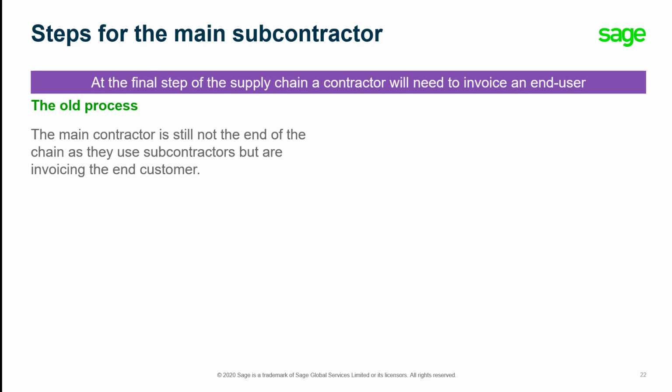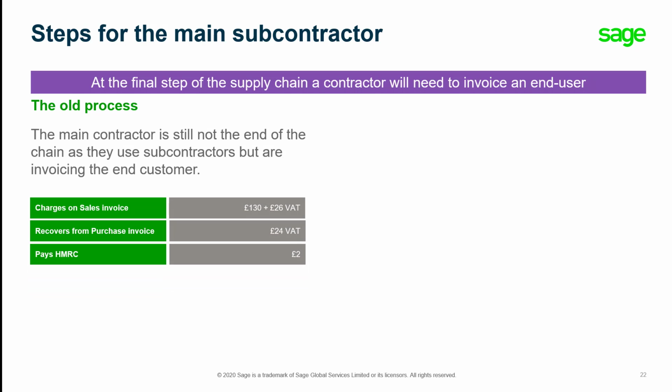So these businesses are still not the end of the chain as they use subcontractors, but they are in fact invoicing the end customer. So again, under the old process, they would recover the £24 VAT charged by the larger subcontractor, and on their invoice to their customer, they would invoice £130 plus £26 VAT. Again, this means that they would owe HMRC £2.